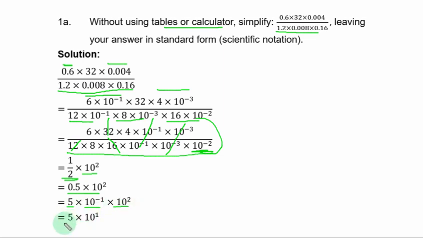So you have 5 times. You apply multiplication law of indices, you have to add the powers. Minus 1 plus 2 is 1. So you have 5 times 10 to the power of 1.